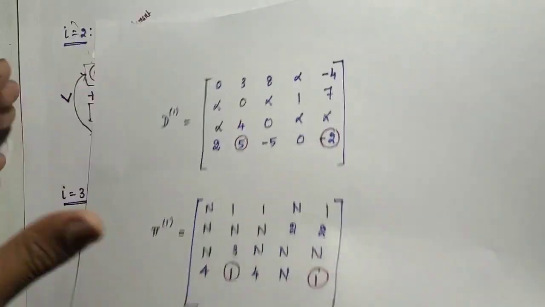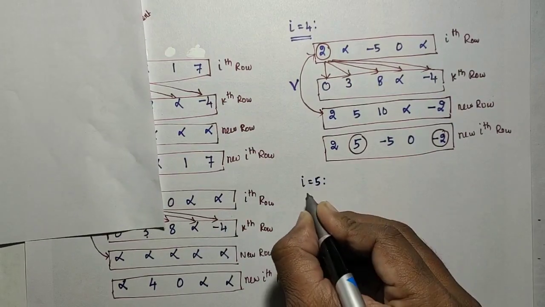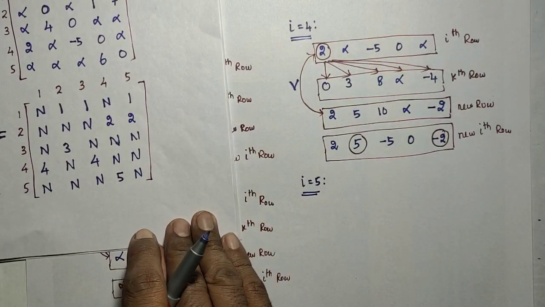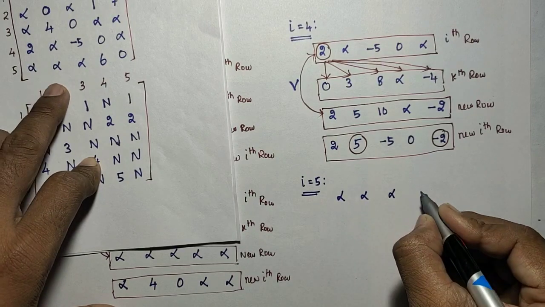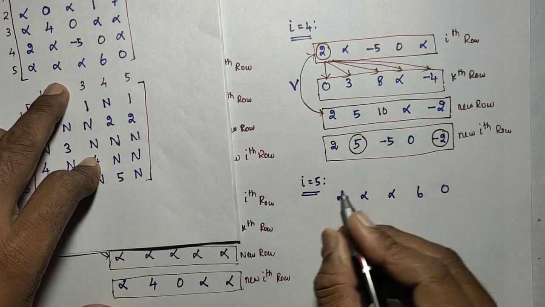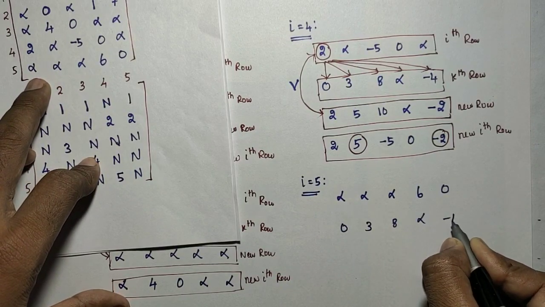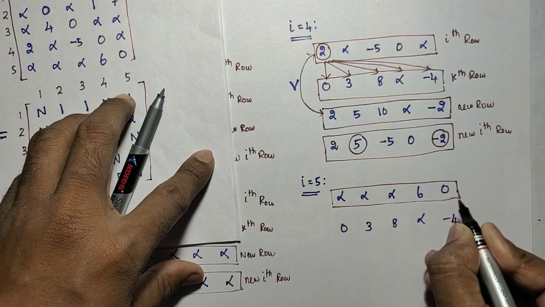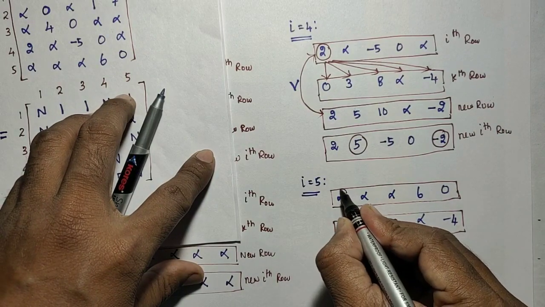One more row is the fifth row. Now i equals 5. So the fifth row needs to be written: infinity, infinity, infinity, and 6, 0. And the kth row will be the same: 0, 3, 8, infinity, minus 4. Now I need to select the kth element from the ith row. This is that element.